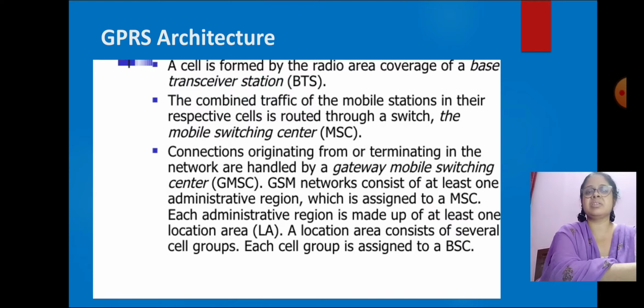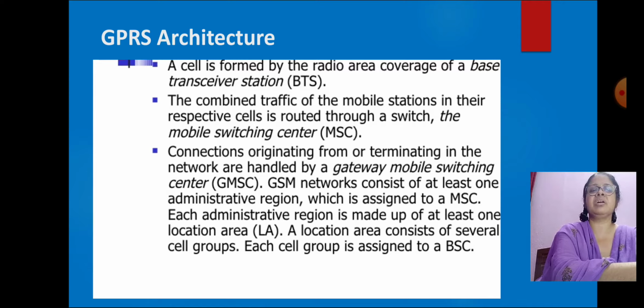Then we will learn something more about GPRS architecture. A cell is formed by the radio area coverage of a base transceiver station, BTS. The combined traffic of mobile stations in their respective cell is routed through a switch, the mobile switching center. Connections originating from or terminating in the network are handled by a Gateway Mobile Switching Center, GMSC.